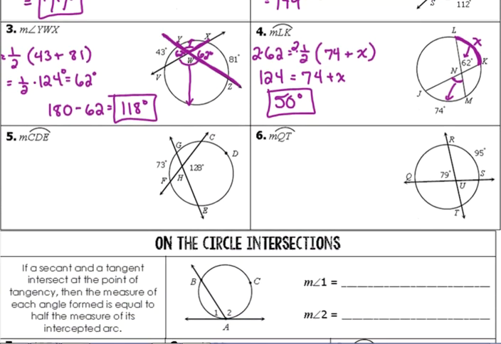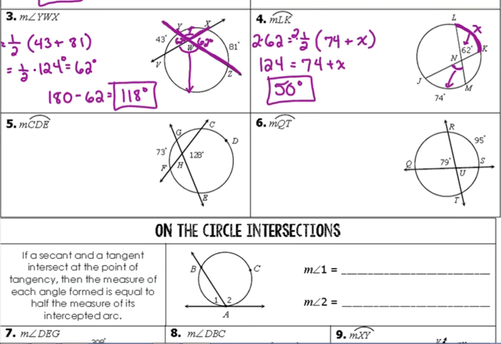Okay, similar scenario on number 5, the measure of arc CDE. They want the arc. They give us the angle inside the circle, and they give us the opposite arc. So the angle inside the circle is 1/2 the sum of the intercepted arcs. So 128, the angle inside the circle is 1/2 the sum of the intercepted arcs.